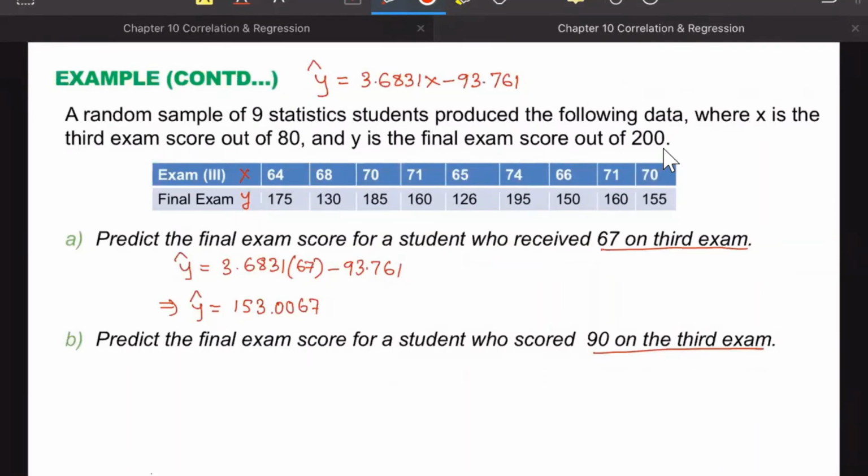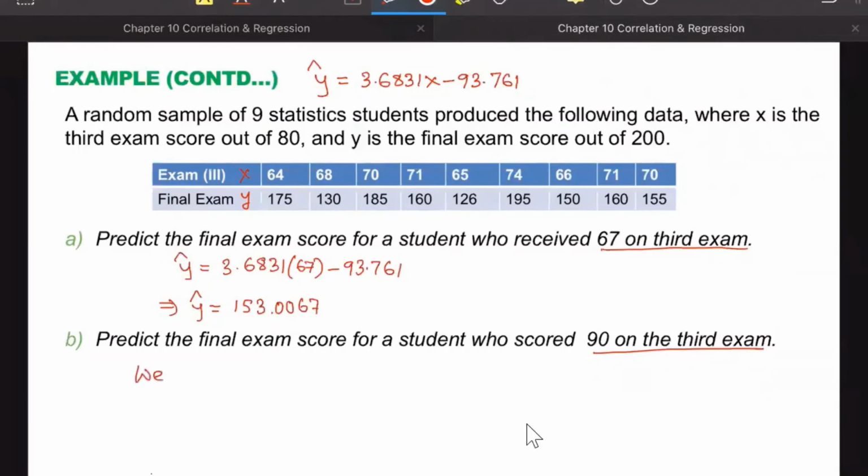The prediction is not possible. The prediction is not possible because this 90 is outside the domain of this equation. The domain is from 64 up to 74 only. You can plug in any number between 64 and 74 only. You cannot plug in 90. So your answer for this one will not be math. Instead, it will be a sentence.